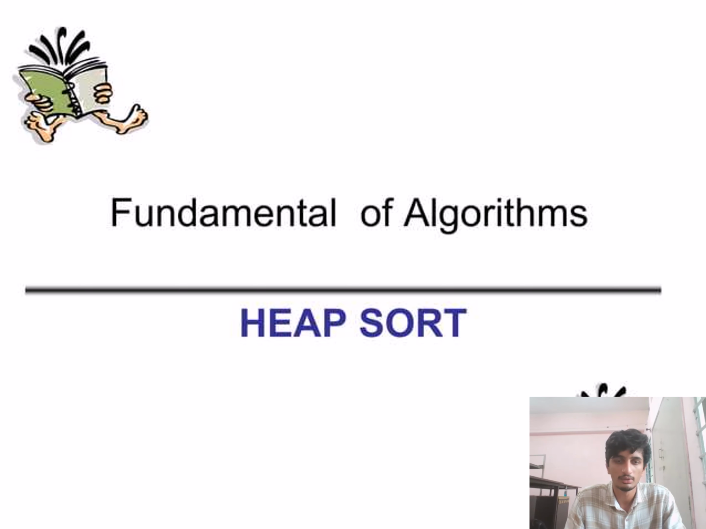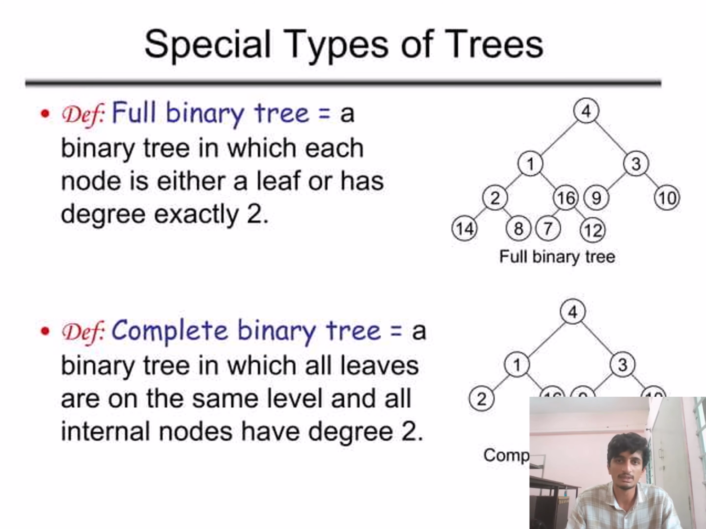Today I'm going to explain heap and heap sort. There are mainly two types of binary trees. One is the full binary tree, which is almost a complete binary tree: a binary tree in which each node is either a leaf or has a degree of exactly 2. Like in this example, only 14 and 8 are leaf nodes.